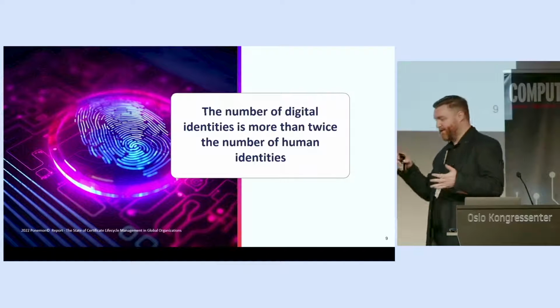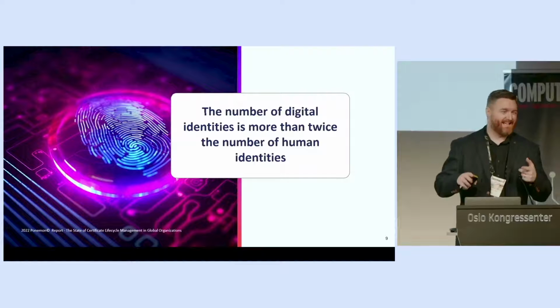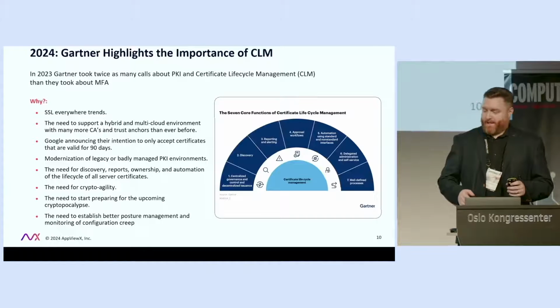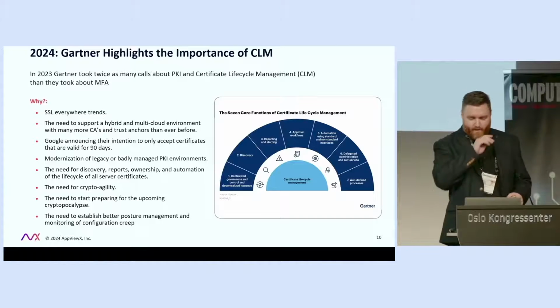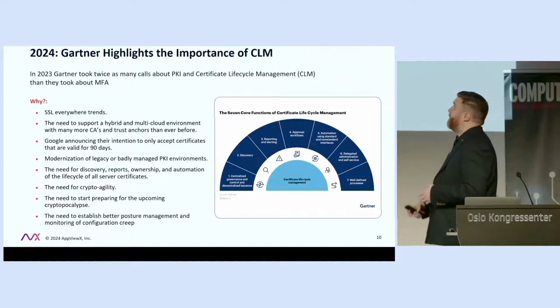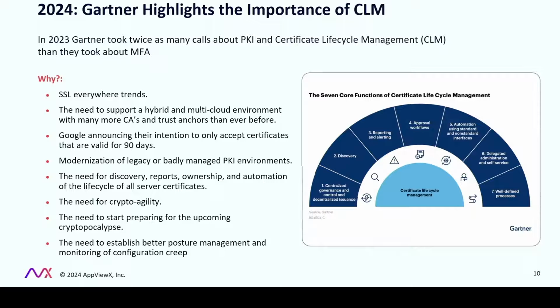The pace of acceleration, the pace of innovation, the pace of digitalization is astronomical. And Gartner spoke about this, and about the importance of something like CLM in this environment. They said that in 2023 they received twice as many calls around CLM as they did around multi-factor authentication. The main reason is that when two machines communicate, they communicate over TLS or SSL. And in hybrid or multi-cloud environments, there's typically more than one CA and more than one trust anchor, and that brings intense focus onto the PKI and CLM environment.